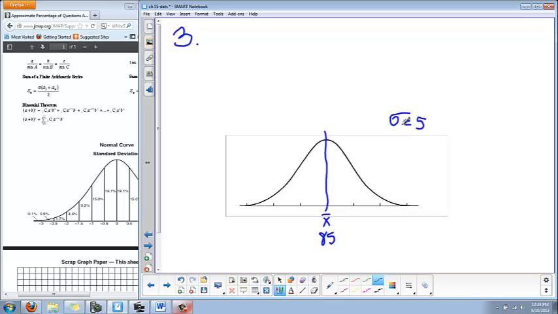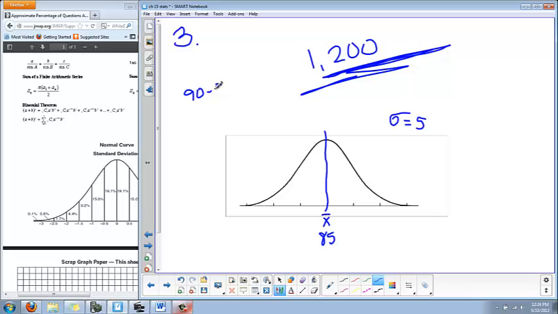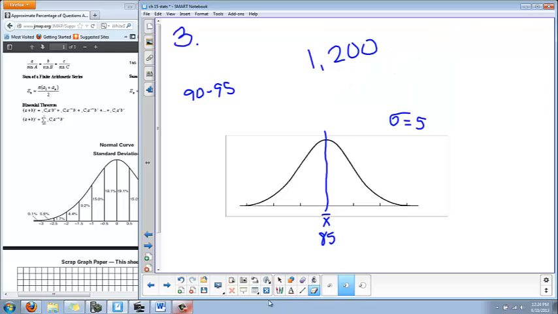If 1,200 total students took the exam, approximately how many students are expected to earn scores between 90 and 95? Between 90 and 95. So how many students are expected to score between 90 and 95?